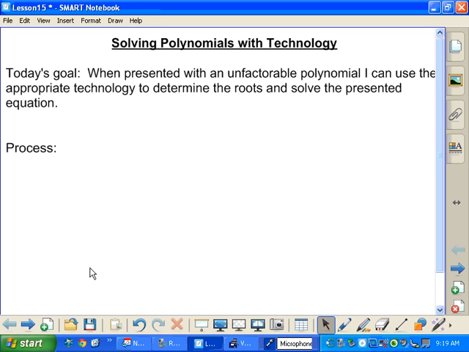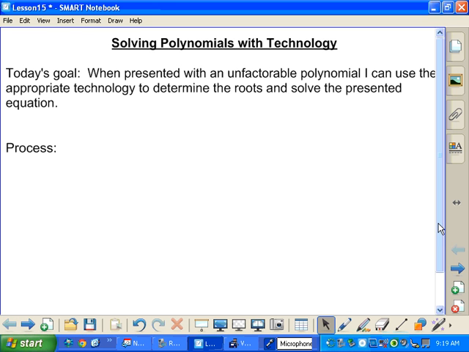Hey, welcome to Lesson 15, and today we're looking at solving polynomials with technology. So you've been practicing with factoring throughout this entire unit, and now I'm going to tell you that most real-life situations aren't factorable. There are times where, in fact, it does work, but let's deal with the times it doesn't work. So today's goal: when I'm presented with an unfactorable polynomial, I can use the appropriate technology to determine the roots and solve the presented equation.